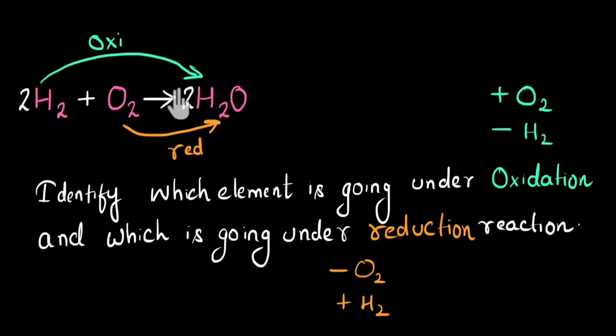And in this reaction, since both oxidation and reduction are happening, this is an example of a redox reaction. Now with this, we have seen all types of reactions and we have also applied them in various examples.